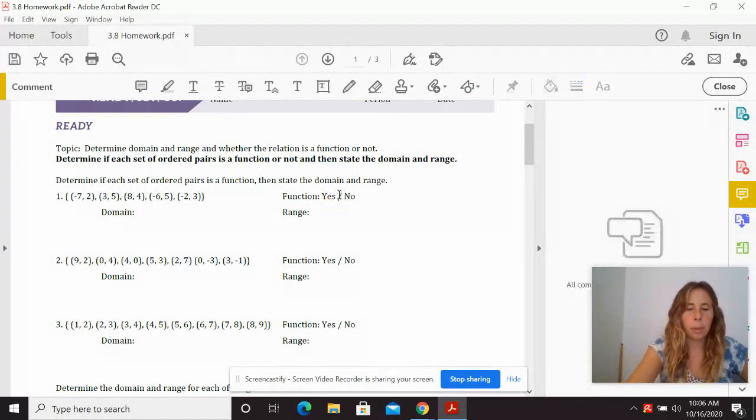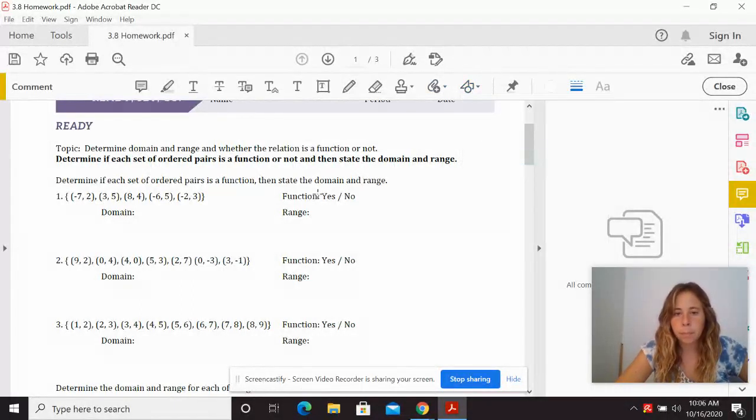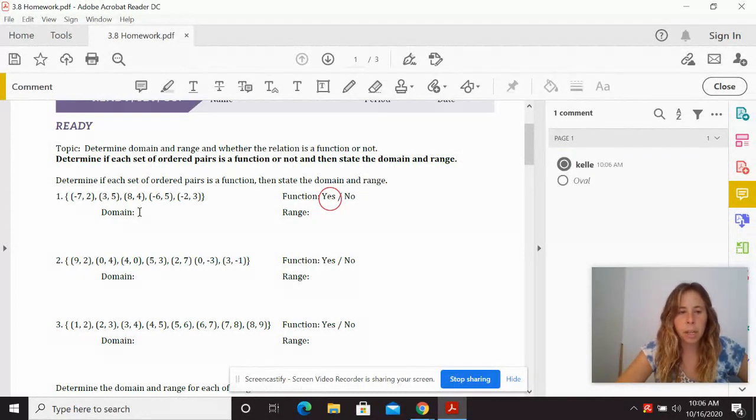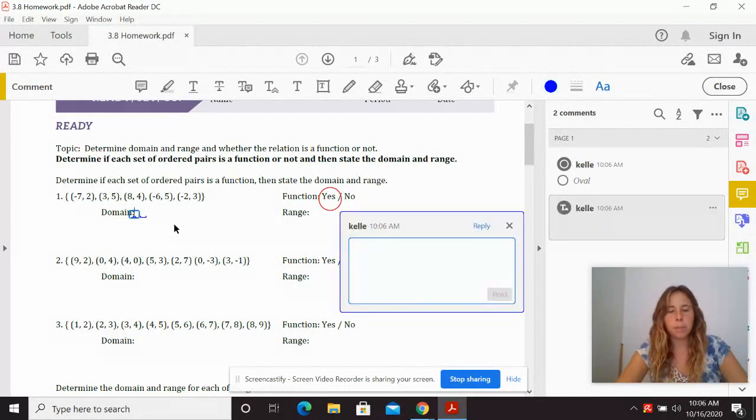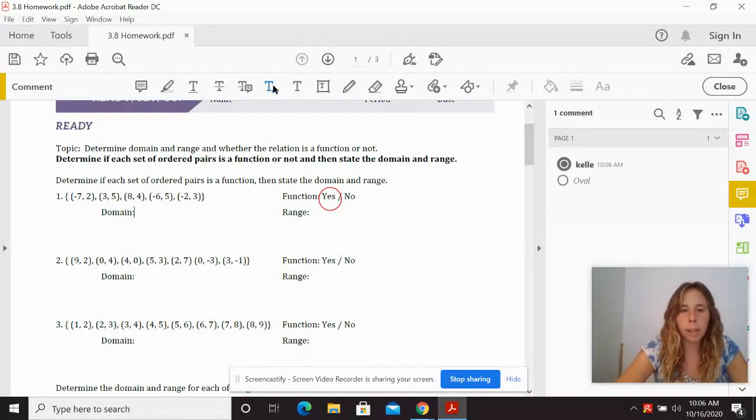Oh, maybe that won't be as easy as I thought it was going to be. I'm going to try one more time. Yes. Aha! Yes, it is a function. And then the domain, you have to... My bad. I didn't select my typing thing.